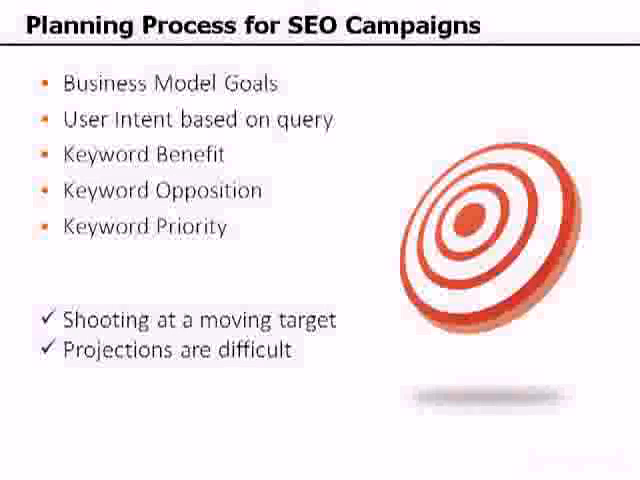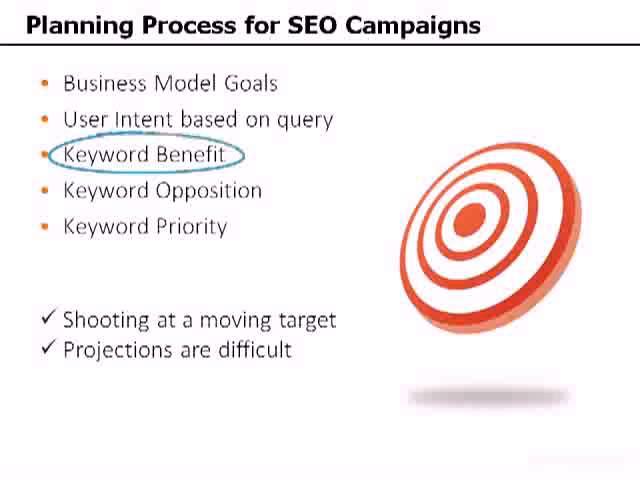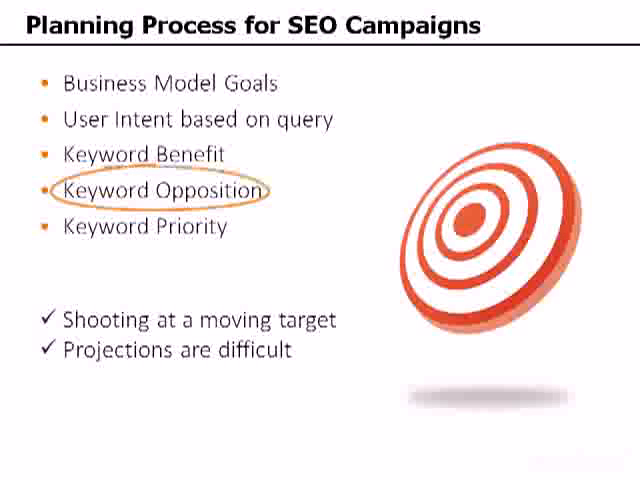Understanding the competitive nature of a search result, or what I like to call opposition scoring, is at the heart of the SEO campaign planning process. We're going to need to understand our business model goals, what type of business it is, the industry we're in, obviously, and then the user intent based on whether it's local or national intent, whether it's commercial or navigational or informational. We need to be able to evaluate the keyword benefit, how much value there is in attaining that number one position, and then look at that opposition.